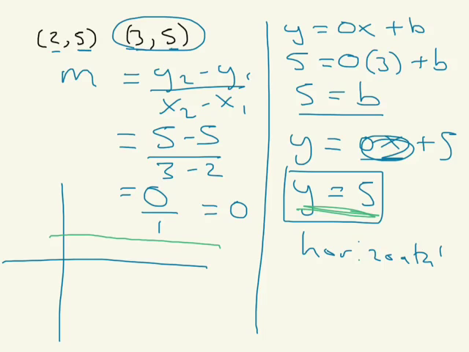We can compare that to a vertical line, which would look something like this, where the x is constant, because any point on this line, the x is going to be the same, but the y is going to change. So for a vertical line, our equation of our line would look something like x equals something. So that's how we do our exit ticket.